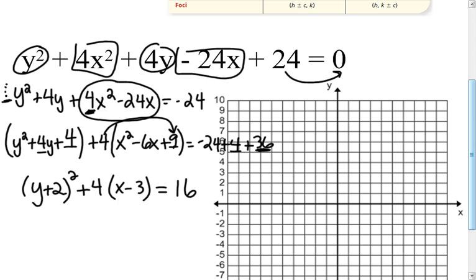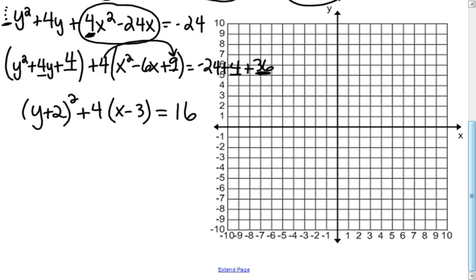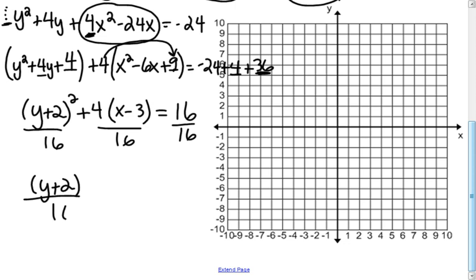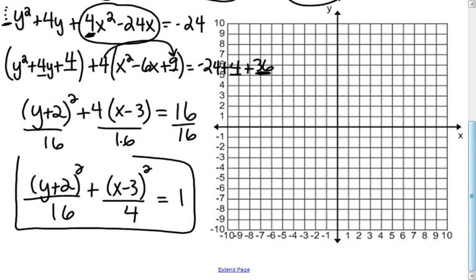Okay? And of course, when you do ellipses, you want that equation to equal 1. So I'm going to divide everything through by 16. And then I will have y plus 2 over 16 plus x minus 3, oops, I forgot my squared, squared over 4, because 4 over 16 reduces to 1/4, equals 1. So here's my equation for my ellipse after I completed my square.